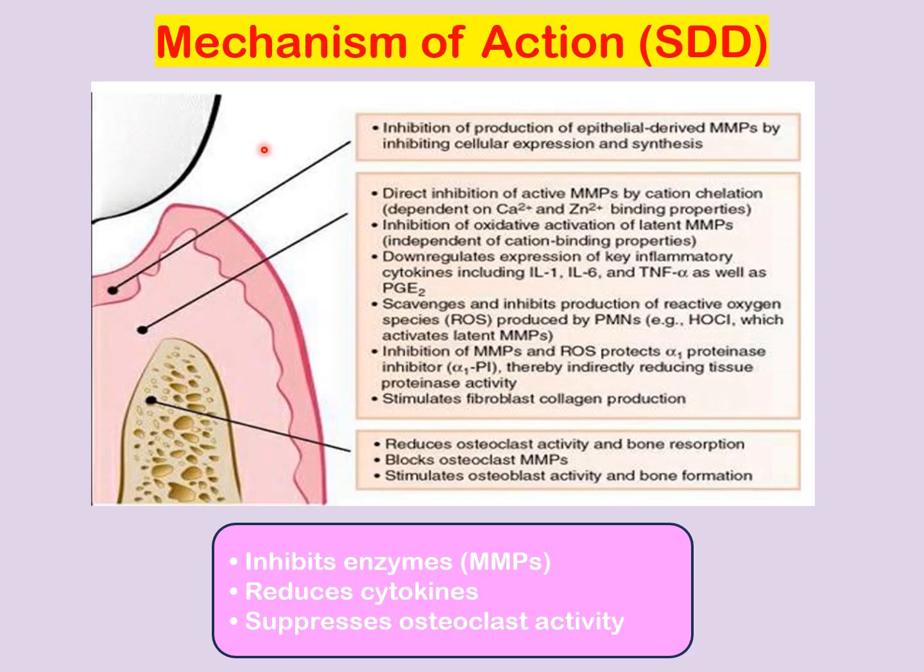The reason for use of the SDD form of doxycycline is that it downregulates the activity of MMPs, reduces the cytokine levels, and inhibits the osteoclastic activity while upregulating collagen production, and also helps in forming new bone.